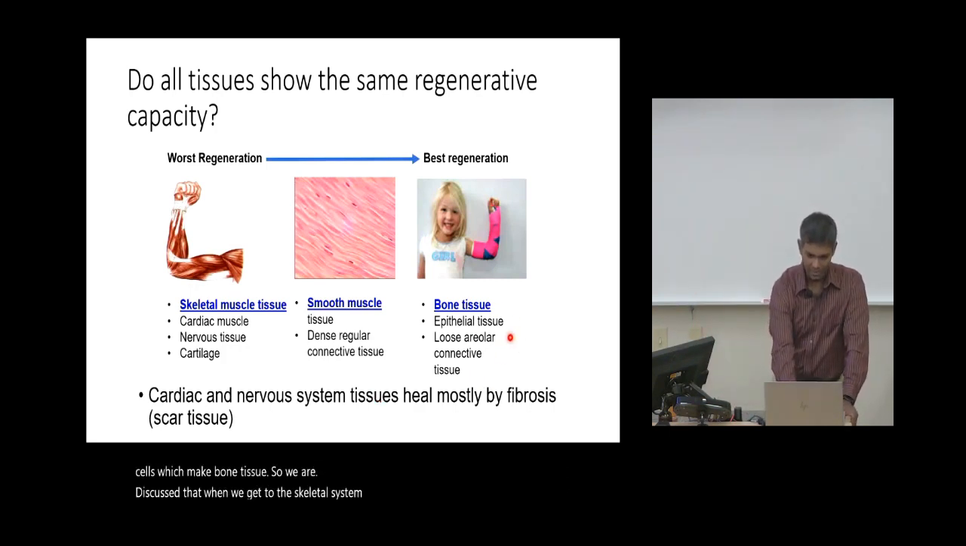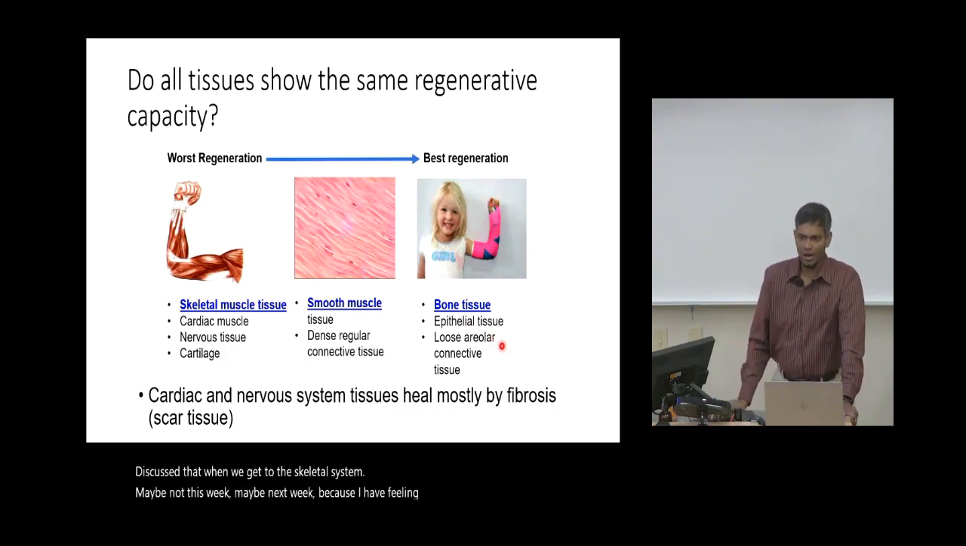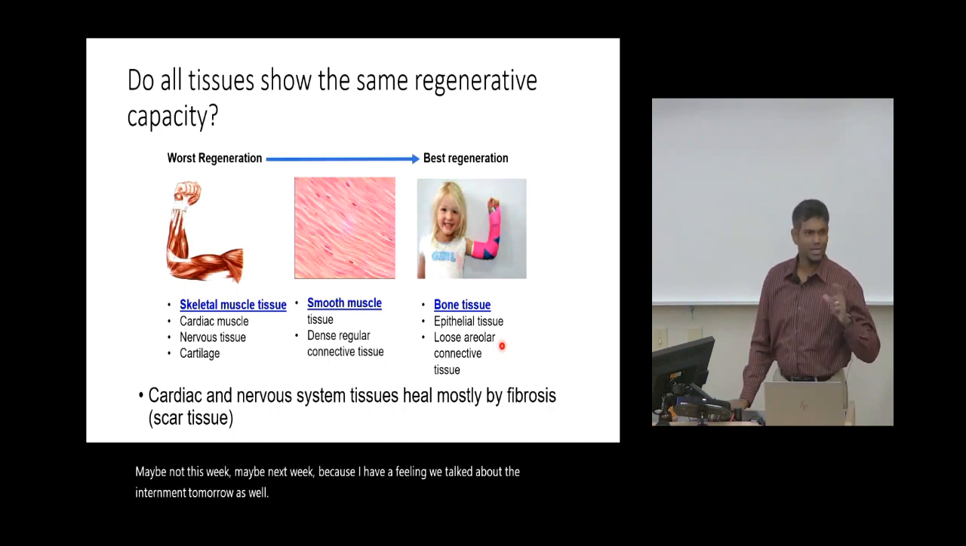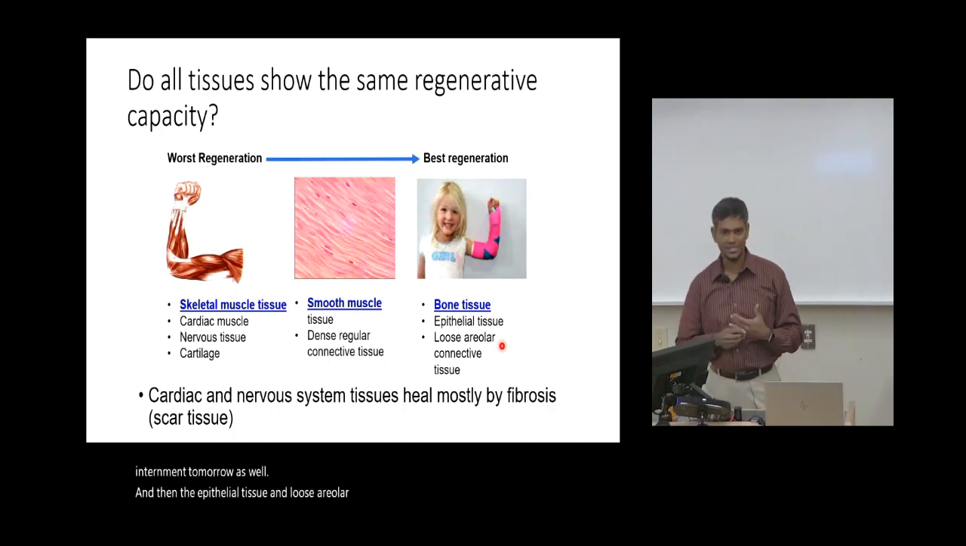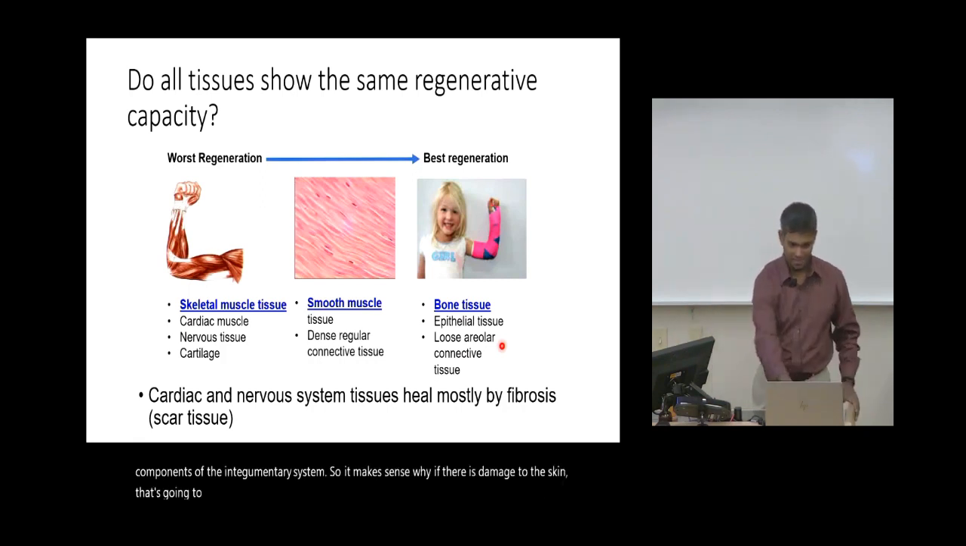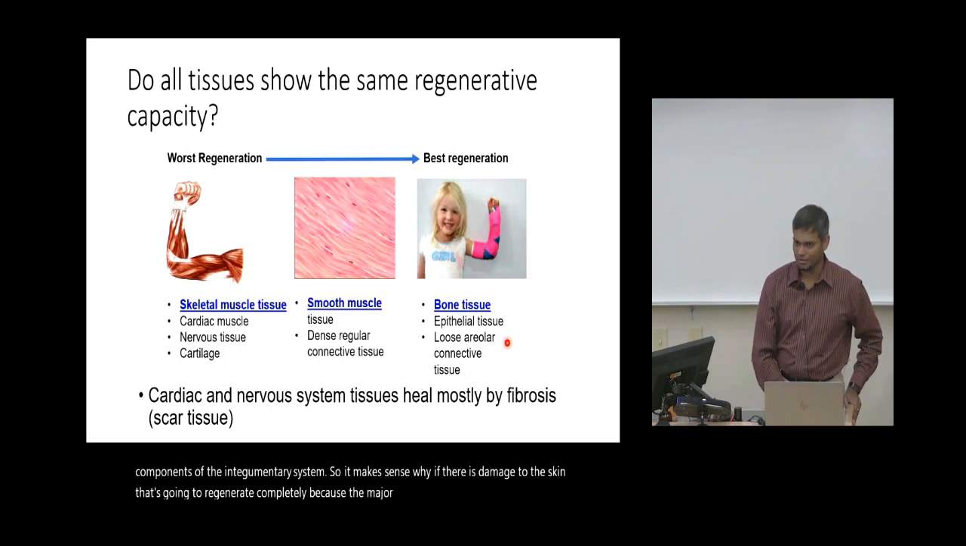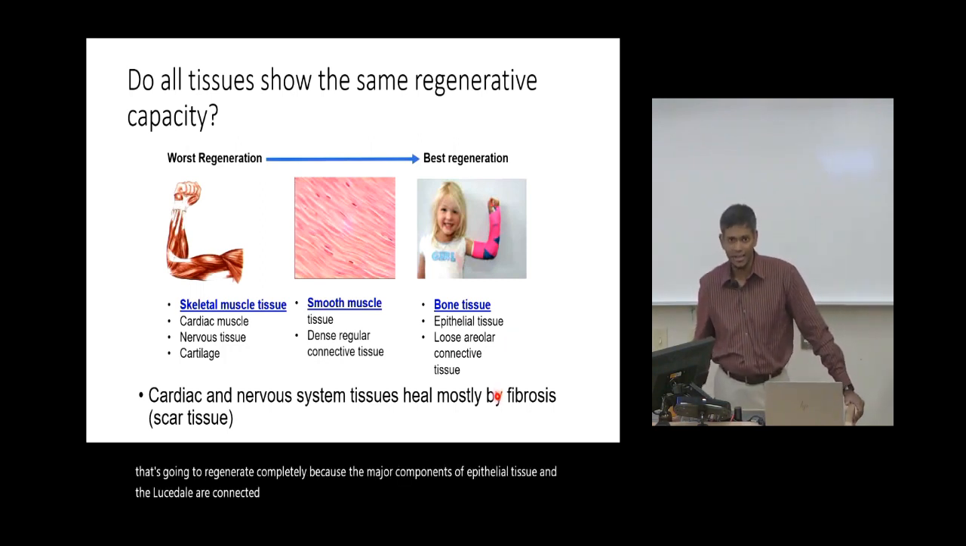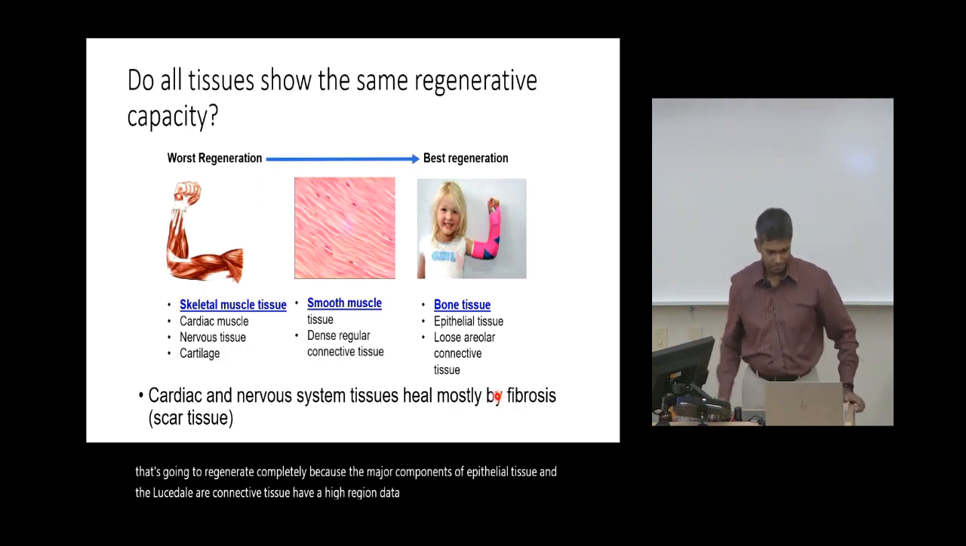And then the epithelial tissue and loose areolar connective tissue, both of these are major components of the integumentary system. So it makes sense why if there is damage to the skin, it's going to regenerate completely, because the major components of epithelial tissue and the loose areolar connective tissue have a high regenerative capacity.